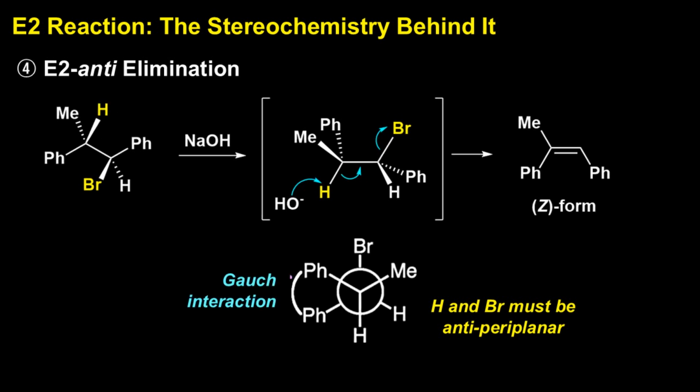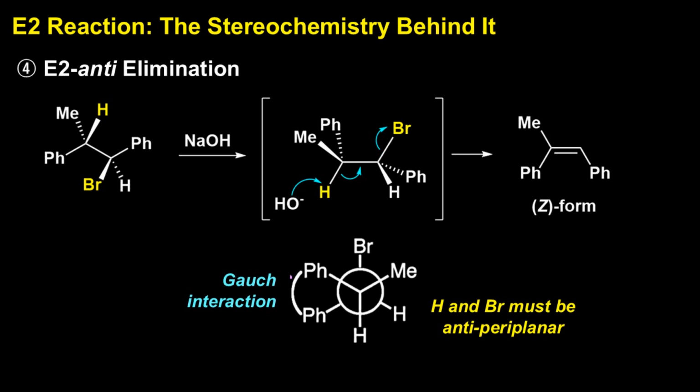Let's look at another example that also follows the E2 anti-elimination mechanism, but gives a different stereochemical outcome. Just like before, the beta hydrogen and Br need to be anti-periplanar, but this time, the twist comes from the orientation of the methyl group. To get the right alignment, the molecule has to rotate. And in that conformation, the two phenyl groups end up gauche to each other. That creates some steric strain in the transition state, which makes the reaction a bit slower. Still, elimination happens. And this time, the product is a Z-alkene, where the higher priority groups are on the same side of the double bond.